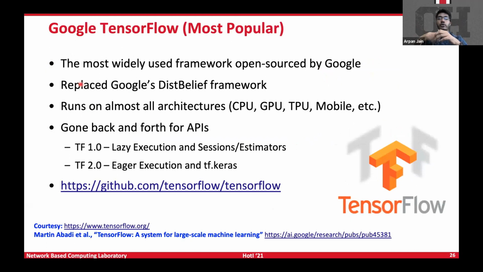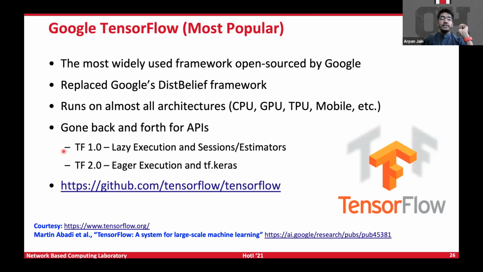So Google TensorFlow can be regarded as one of the most popular deep learning frameworks at the current time. It is open sourced by Google and it is also maintained by Google. It replaced Google's DistBelief network. So before TensorFlow, Google had the DistBelief framework and they were using it internally to train artificial models. Based on the experience gained from DistBelief, they implemented TensorFlow and open sourced it to the public. It runs on almost all the architectures you can get your hands on, be it CPU, GPU, TPU, or mobile. So it is very portable.